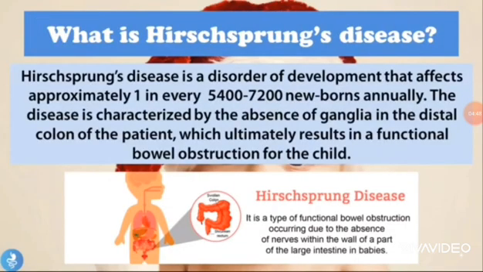So to begin, let's start with a definition. So what is Hirschsprung's disease? Hirschsprung's disease is a disorder of development that affects approximately 1 in every 5,400 to 7,200 newborns annually. The disease is characterized by the absence of ganglia in the distal colon of the patient, which ultimately results in a functional bowel obstruction for the child. So from the definition of the disease, we get that it is a developmental disorder.